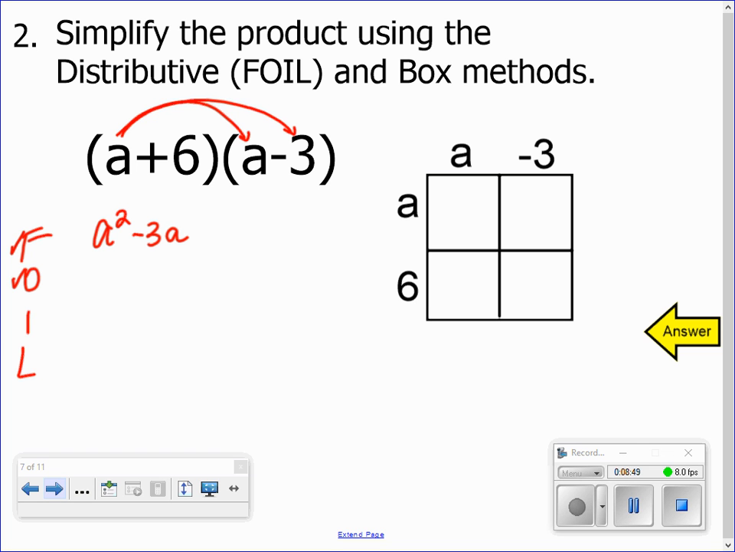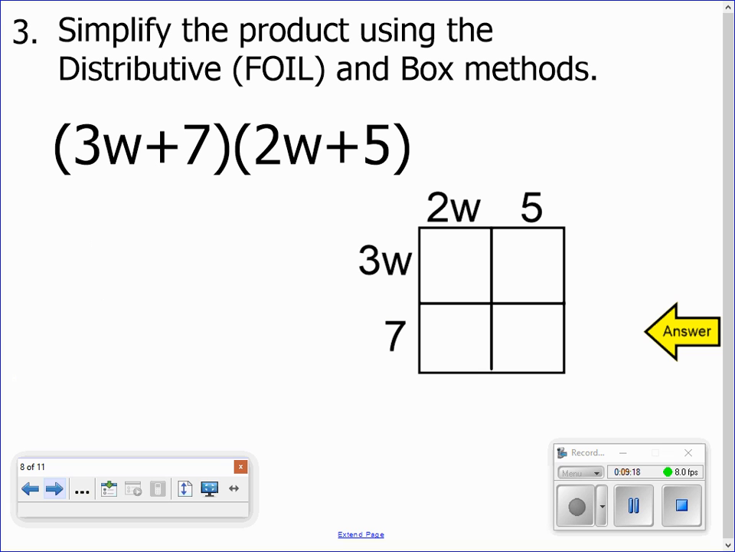Remember that you have to keep in mind the operation that comes in front. I move to my insides, so that's 6 and a, so that's plus 6a. And I move to my last, which is 6 and 3, and that would be negative 18. Again, 6 times negative 3, negative 18. Combine your like terms, a squared, negative 3a, positive 6a combines to positive 3a, minus 18.